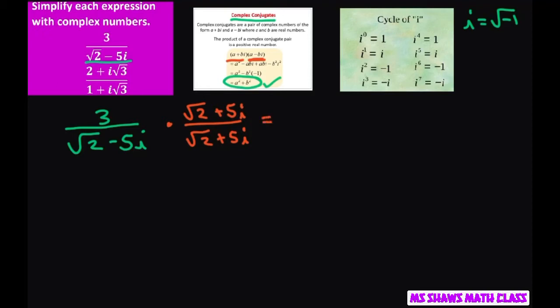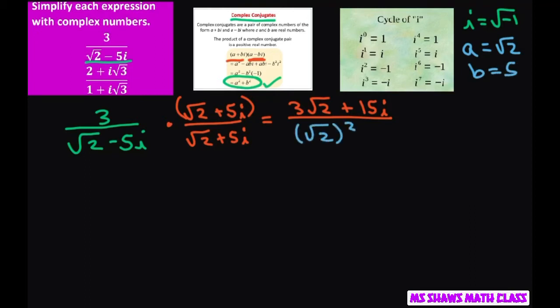So for the numerator, we're going to get 3 square root of 2 plus 15i. And in the denominator, we're going to let a equal square root of 2 and b equal 5. And let's just use a squared plus b squared, so square root of 2 squared plus 5 squared. Just using our formula, the denominator is going to be 4 plus 25. That's going to be 29. So we have 29.